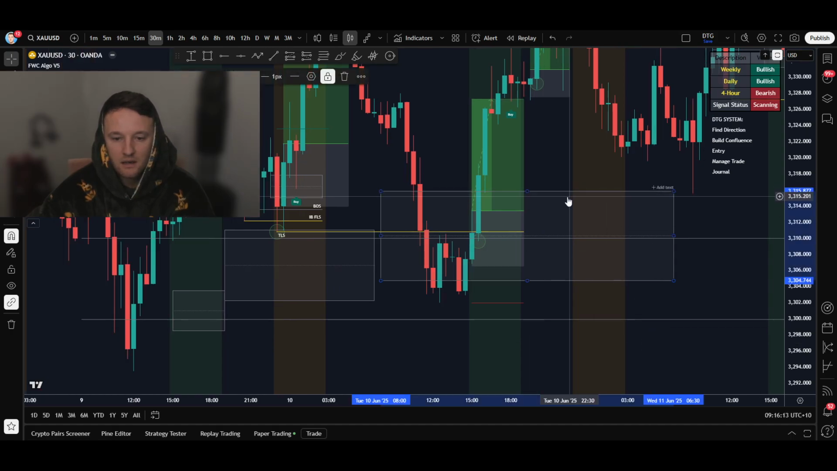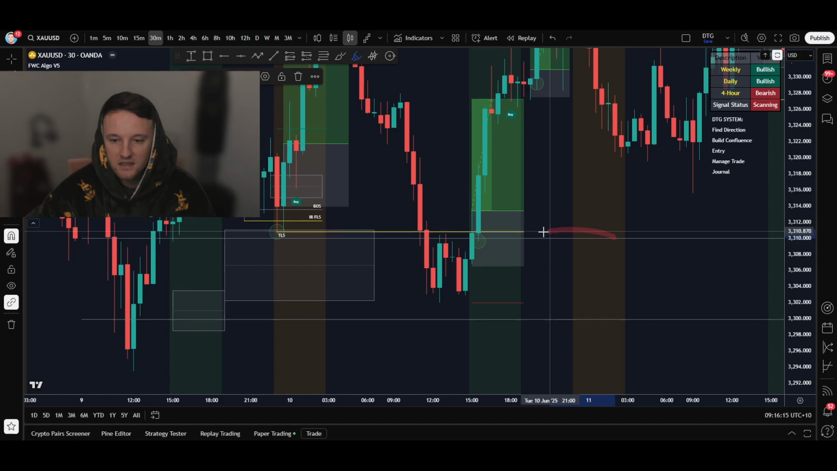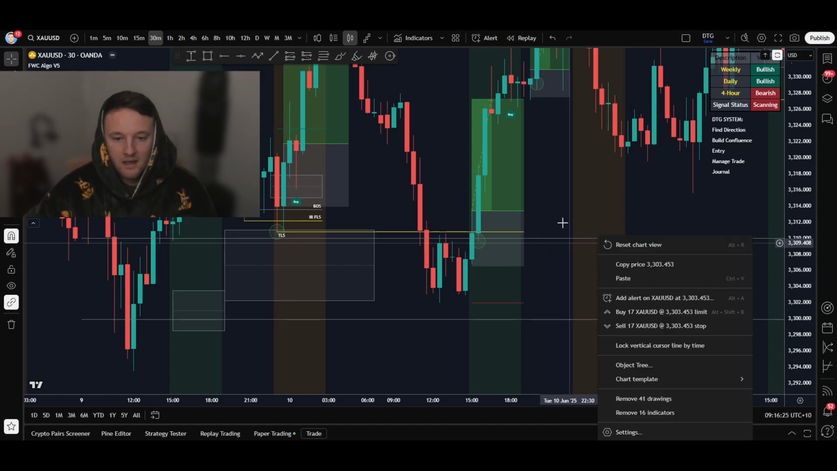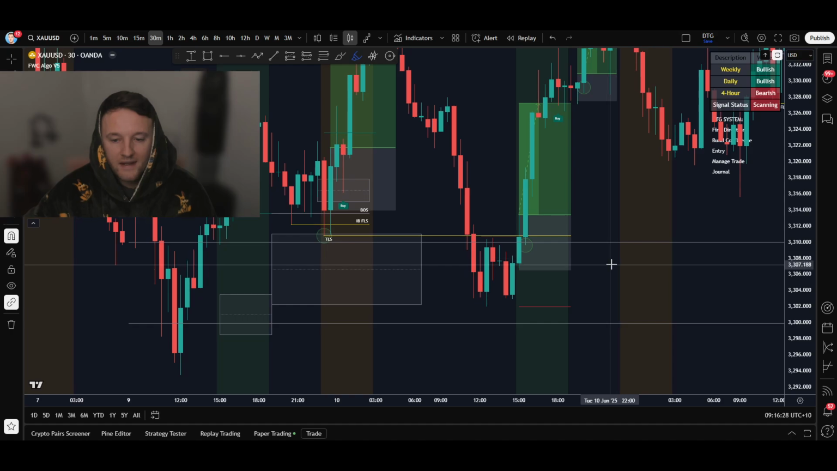If I just delete this for a second, if you can see this level, this is plotted by the DTG indicator automatically. You don't have to worry about this. You will learn how to plot this yourself if that's what you want to do. But here, the indicator plots this level. And this entry model, this is the break and tap entry model.